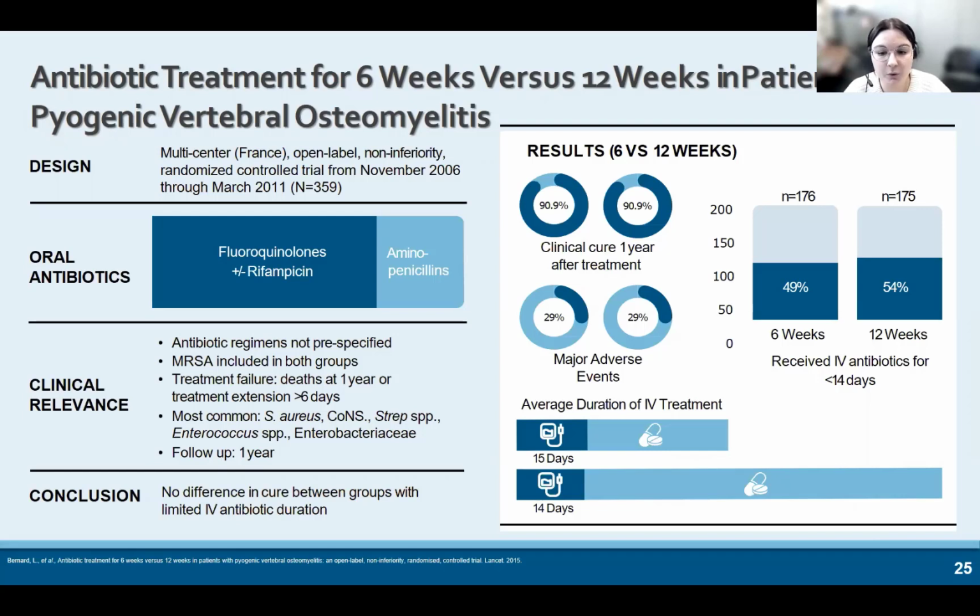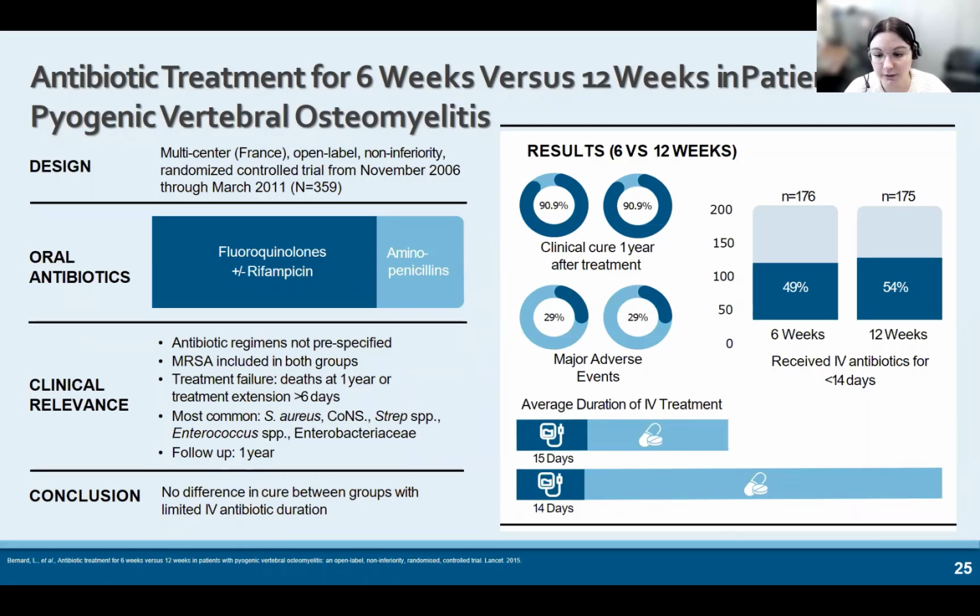The difference between the groups showed non-inferiority of the 6-week regimen when compared to the 12-week regimen, and adverse events were the same in both groups. Overall, about half of the patients received IV antibiotics for about 2 weeks in both groups, with the most common oral antibiotics being fluoroquinolones and aminopenicillins. The average duration of initial IV treatment, again, was about at that 2-week mark in both groups before switching to a completely oral regimen for the remaining duration of treatment.